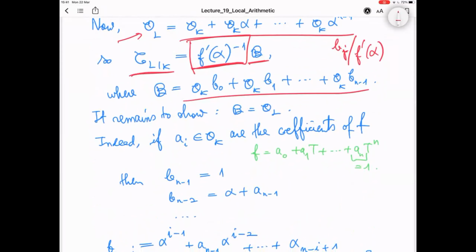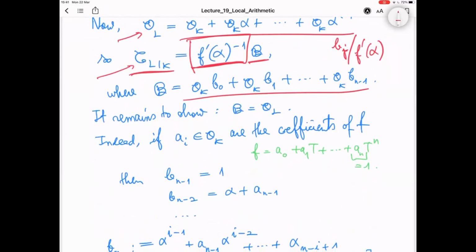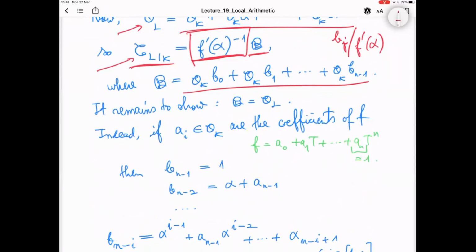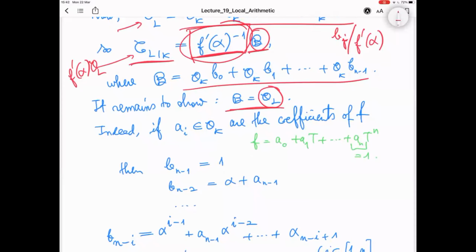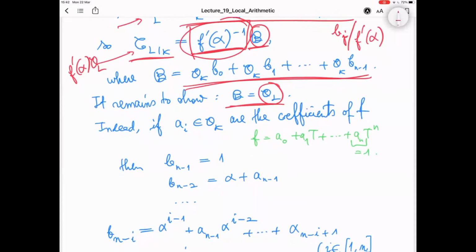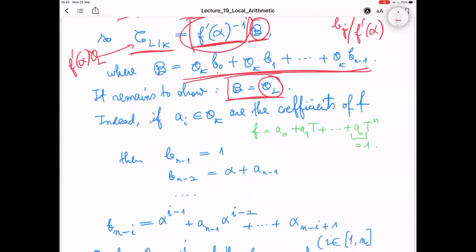Yes. So we have found the complementary ideal. And if you want to say that the difference is generated by f prime of alpha, then you have to show that this B is equal to OL. So that is what we need to show next, that this B, which is by definition the submodule generated by b0, b1 up to bn minus 1, is the same as the ring OL.